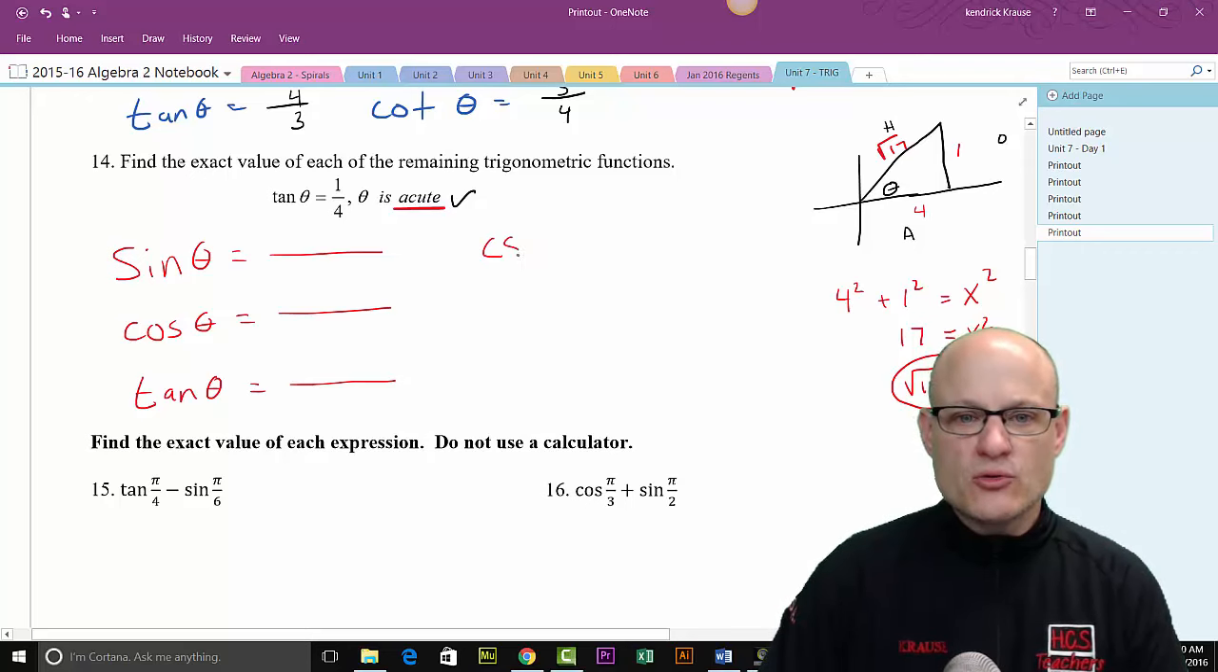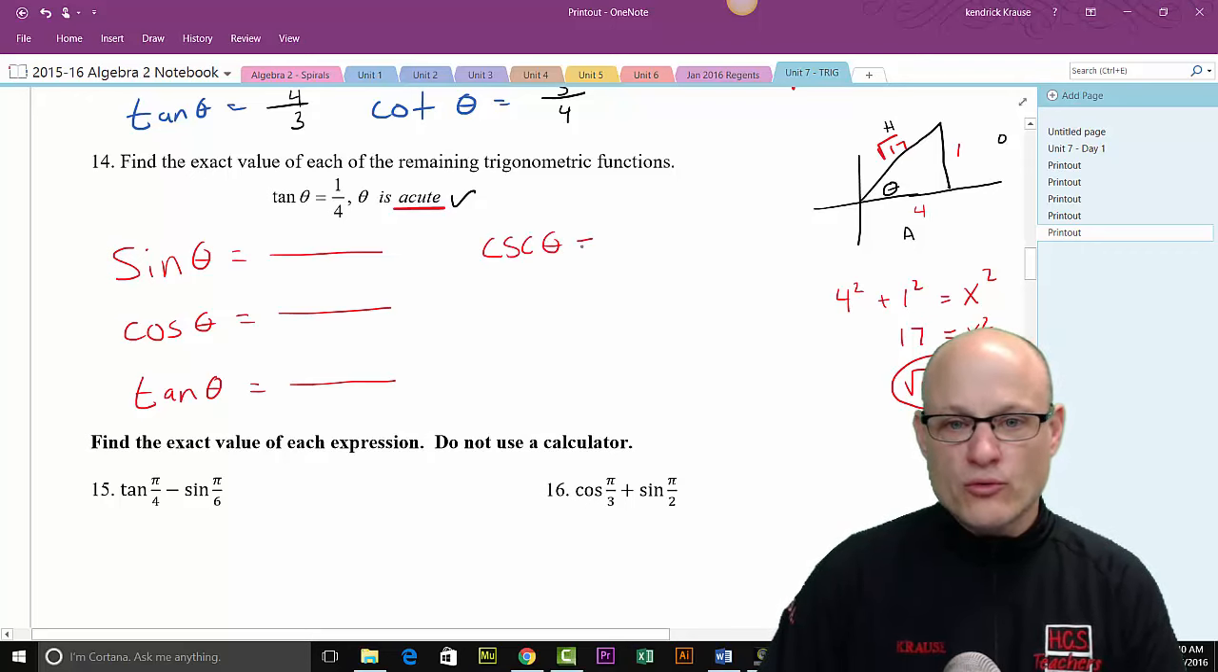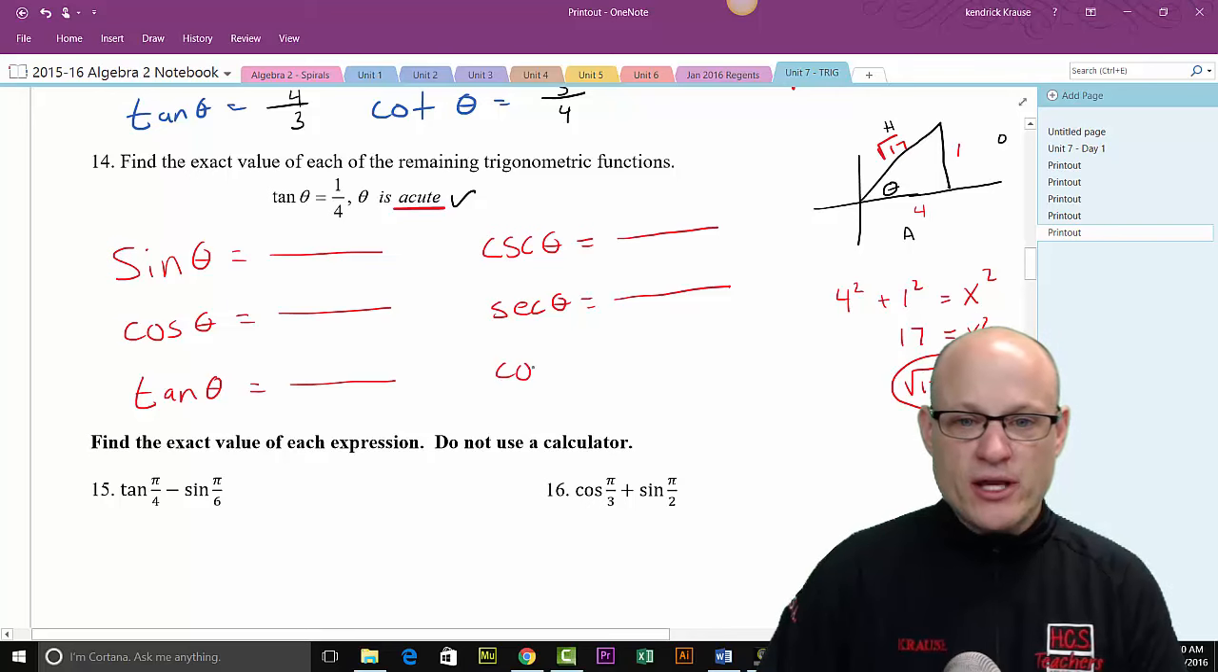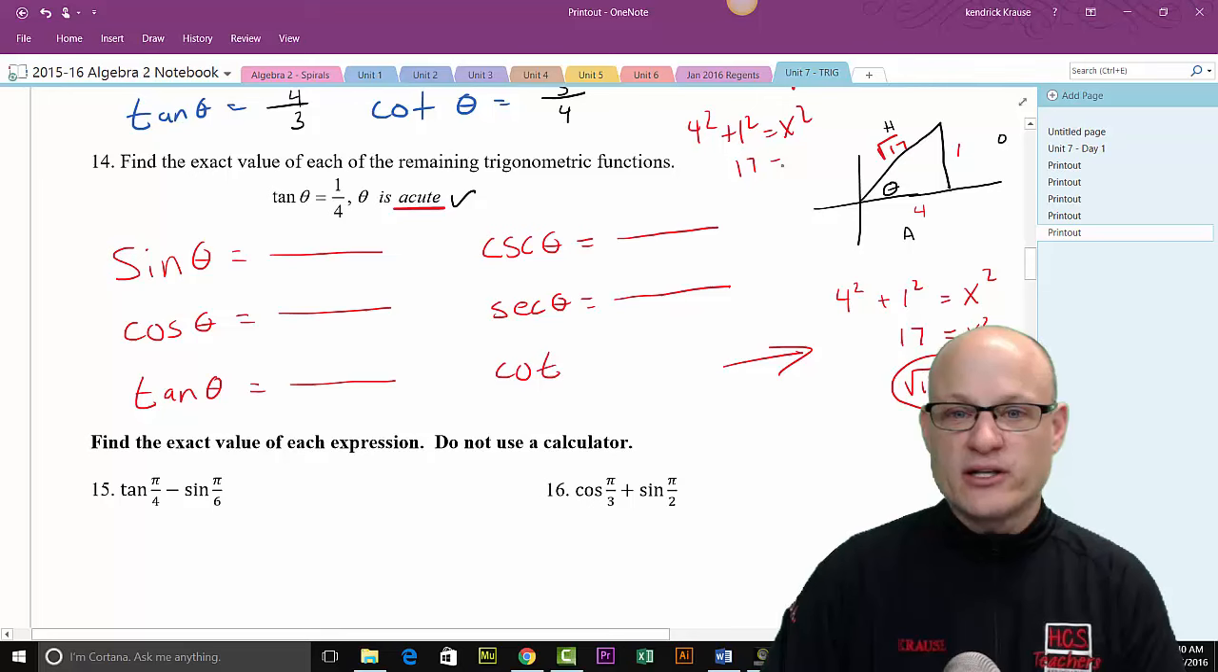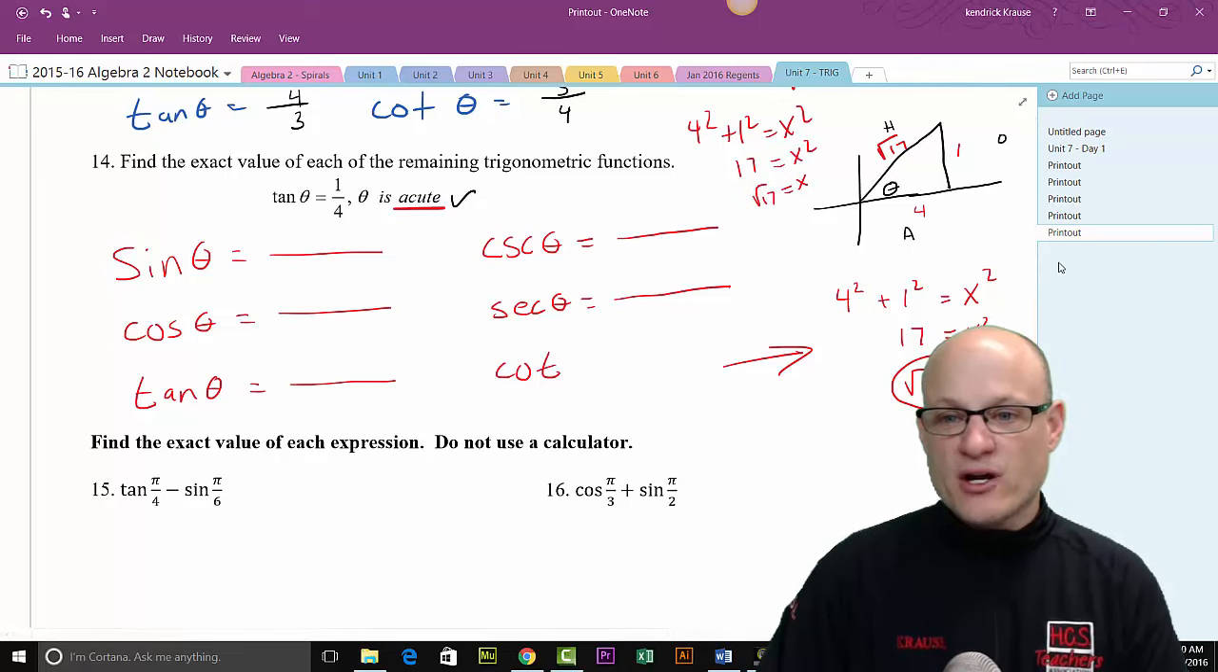Cosecant theta, secant theta, and cotangent theta. That's probably behind my head, isn't it? I probably should have done that up here. Let me do that up here because that's probably behind my head. So I did 4 squared plus 1 squared equals x squared. 4 squared is 16 plus 1 squared is 17, so that's 17 equals x squared. So x equals the square root of 17. Sorry, big head. Get your big head out of the way.